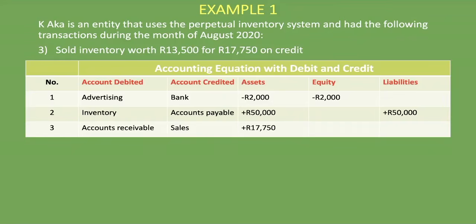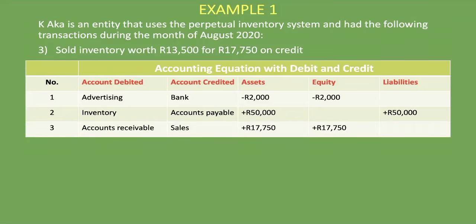Remember, we are putting there the amount that our customer owes us, not the amount that we bought the inventory with. We're going to go to that just now in our second transaction. And then what do we do with the sales one? Well, we put plus 17,750 on the equity side because our sales is an income and it increases our equity. Okay, so that's the first transaction when we are dealing with the sales of inventory using the perpetual inventory system.